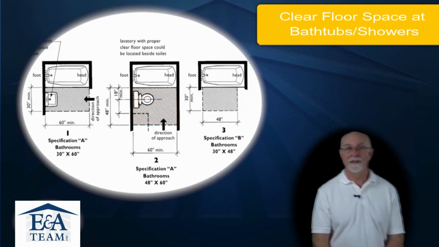In design number 3, we see a specification B bathroom. Remember that specification B bathrooms have the full length of the tub accessible to the person in a wheelchair. The 30 by 48 inch clear space can be located anywhere along that space. No toilet or lavatory is located within the space. This provides the greatest flexibility.